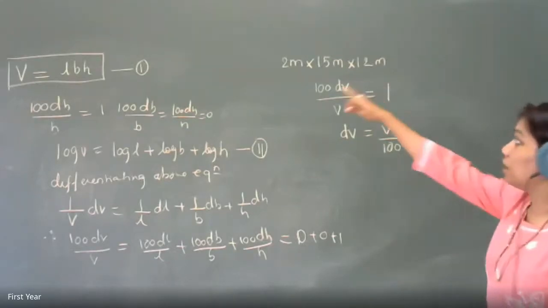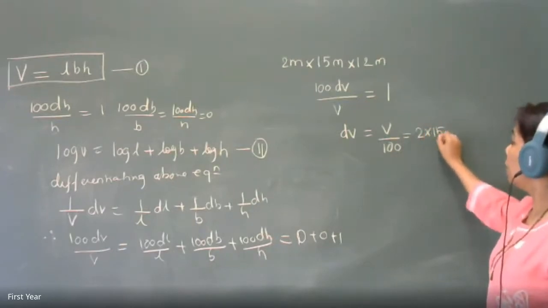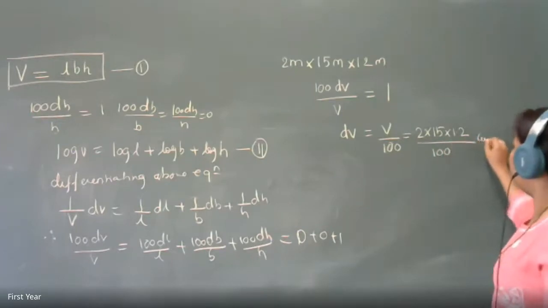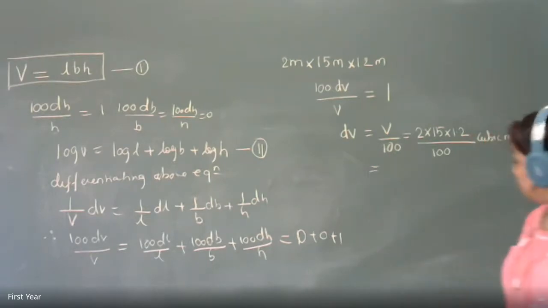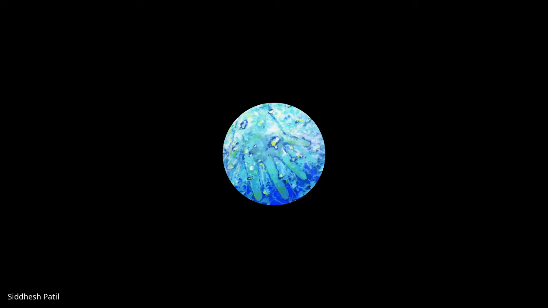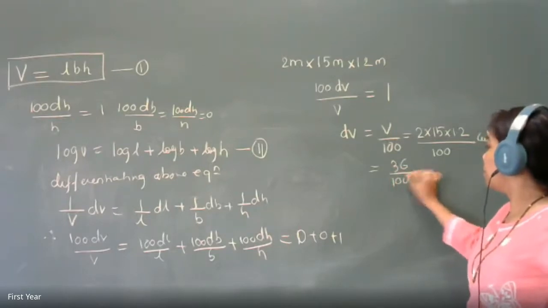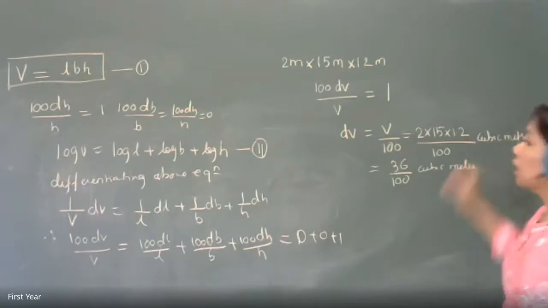But what is V? V is LBH. That is 2 into 15 into 1.2 upon 100 cubic meter. Okay, calculate and tell me what is this? 14 into 1.2, 30 into 1.2. What is that? 0.36. So even if you keep this much, correct? 36 by 100, that is. Okay, now this is dV.